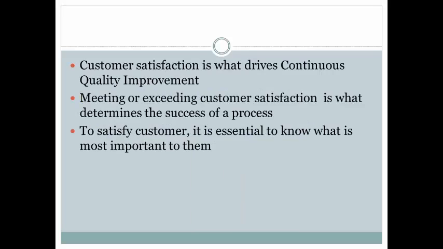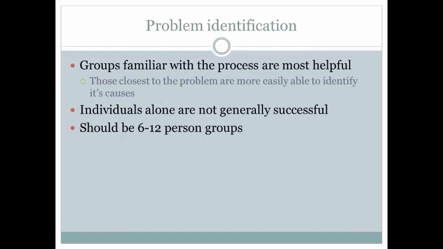Customer satisfaction is what drives continuous quality improvement. We always want to meet or exceed our customer satisfaction, and that is how we determine the success of a process. To satisfy a customer so that we can meet or exceed their needs, it's essential to know what is most important to them. It's also important to remember with problem identification that the workers closest to the problem are the ones who know how to fix it.